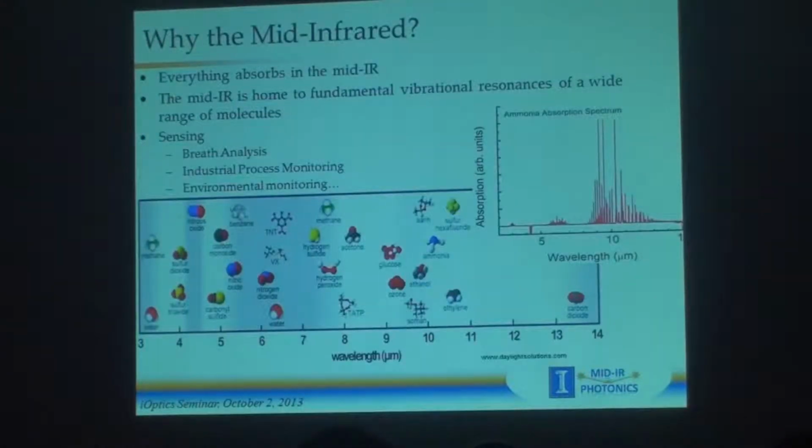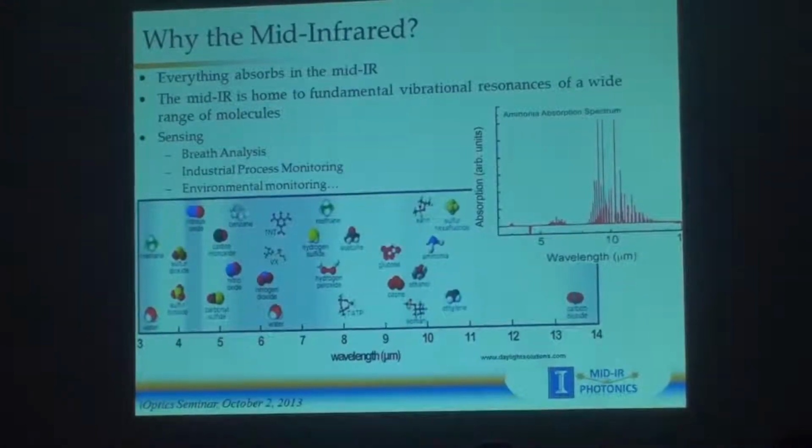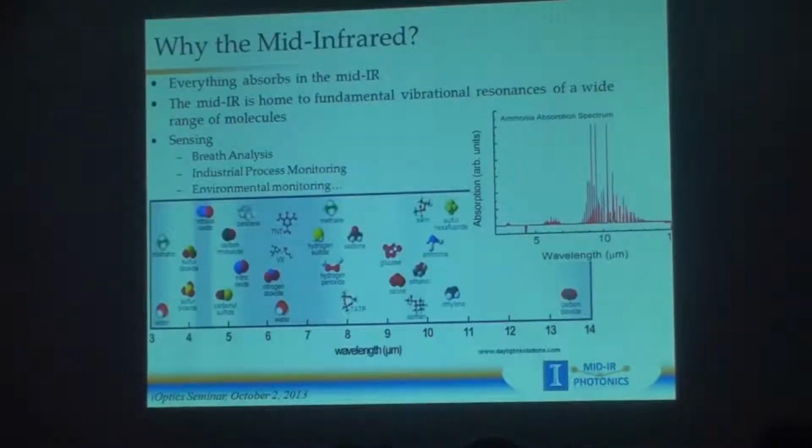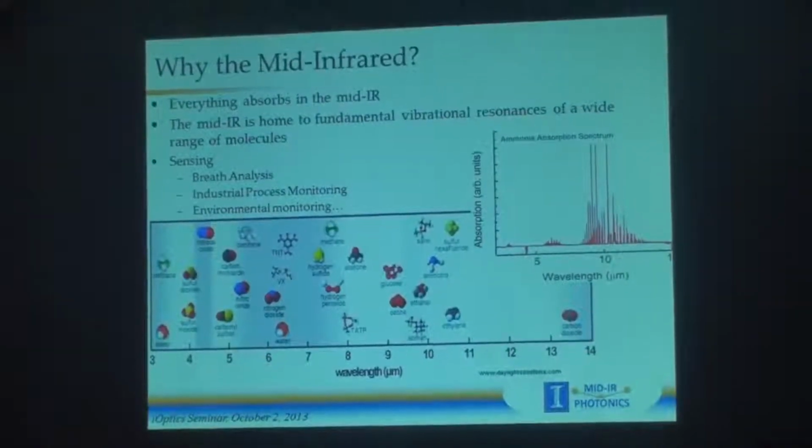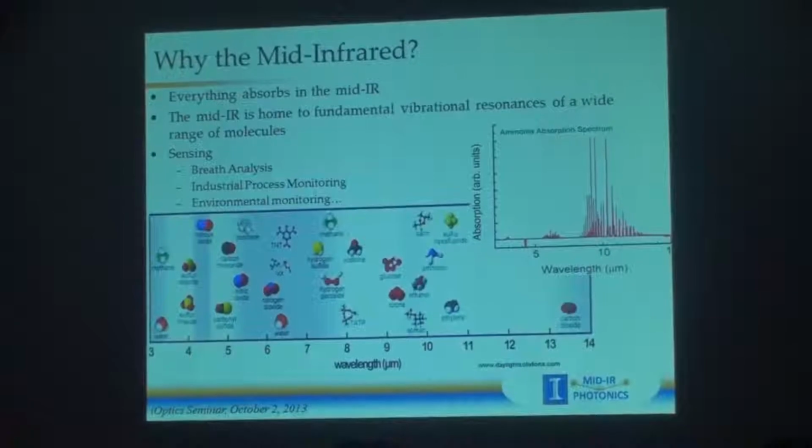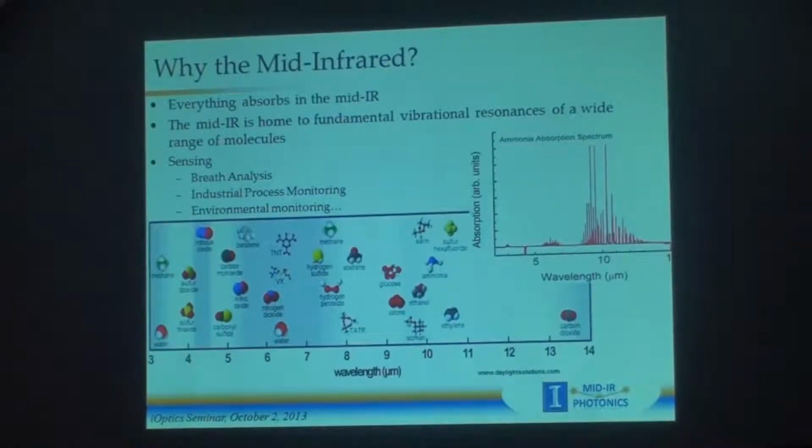Okay, so why do we care about the mid-infrared? Well, there are a number of reasons, and the first is that it's home to a wide range of fundamental absorption resonances for a large number of molecules. I'm showing some of these molecules here in this plot and where their absorption resonances lie in the mid-infrared. When I talk about the mid-IR, I'm generally talking about wavelengths between 3 and 30 microns. There are official definitions for the different ranges in the mid-IR. I'm just going to say from 3 to 30 is what we consider the mid-IR to be.